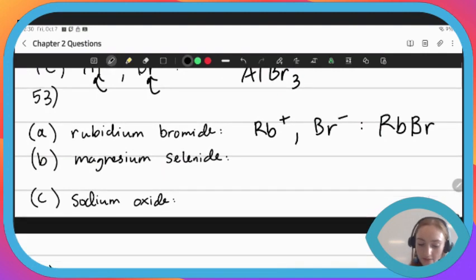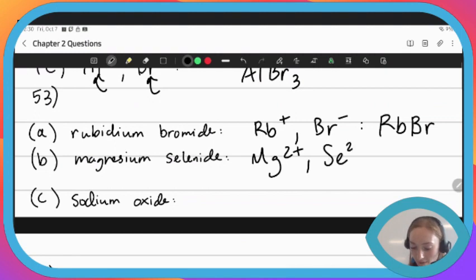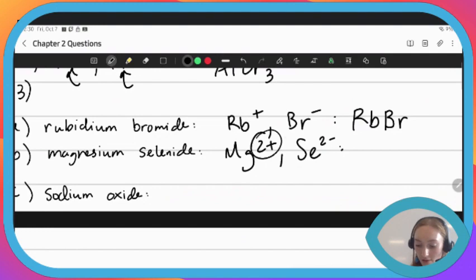So for 53, we have magnesium selenide. Magnesium has a symbol of Mg. It has a 2 plus, and selenide has a 2 minus. It also has a 1-to-1 ratio because they neutralize each other out with the 2 plus and the 2 minus. So then that'll look like MgSe.